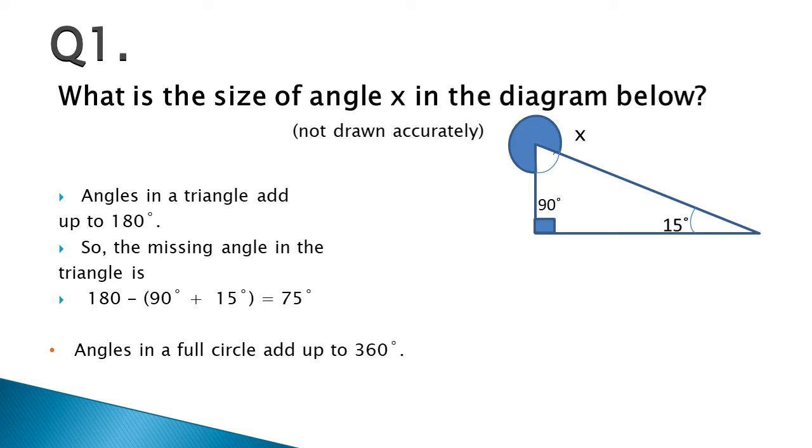So it's really simple now. We know that X, the whole of the external angle, is 360 minus 75 degrees. So we know now that angle X is equal to 285 degrees. Okay, let's move on to the next question.